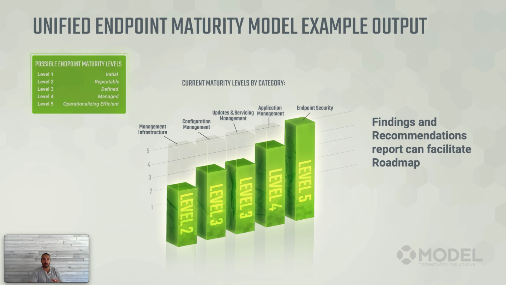This is an example of an endpoint maturity model output that would come from a findings and recommendations report that the roadmap can facilitate. So organizationally, we provide a roadmap assessment, and out of that comes these findings and recommendation reports. And if you notice, it's per category, so management infrastructure, configuration management, etc., by level. So that way you can see where, if you spend some effort in this area, you'll be able to move your organization down the maturity model in this particular category.